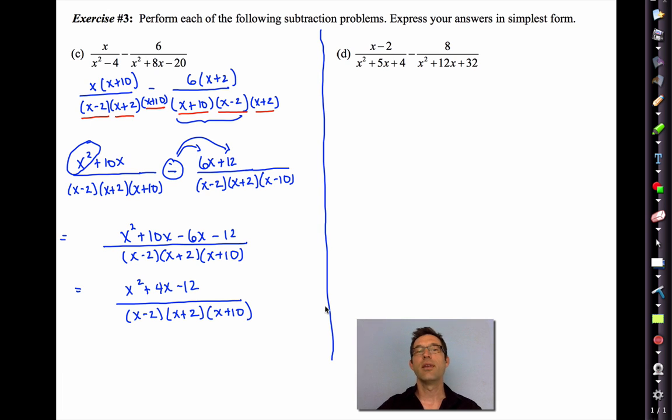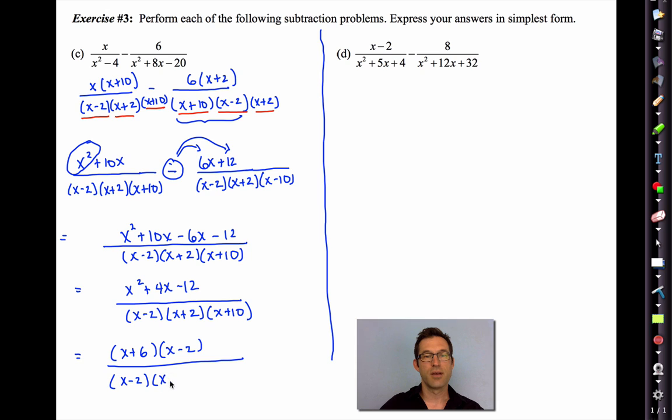Now the only question is, is there anything that could simplify? Let's factor that numerator. That's x plus 6 times x minus 2, all divided by x minus 2 times x plus 2. I'm going to have no room after these two problems are done for my head on this screen. It'll be teeny tiny. And look at those x minus 2's cancel. Whew. So my final answer is x plus 6 divided by x plus 2 times x plus 10.